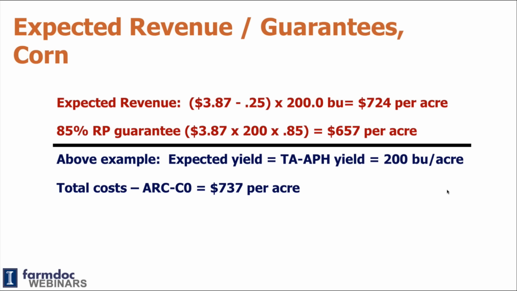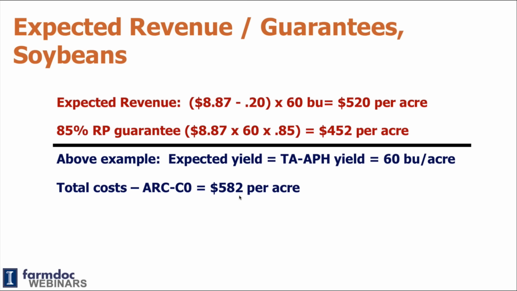Again, if I took our examples here, $3.87 is our projected price. Last week, there was about a 25-cent basis on fall delivery, so you could contract something in the $3.60 range. At 200 bushels, we're looking at $724 of expected revenue. Our RP guarantee would be $657 per acre, taking 85% of that. And again, we're looking at something in the range of $737 of total cost expected. Again, so we're below those levels.